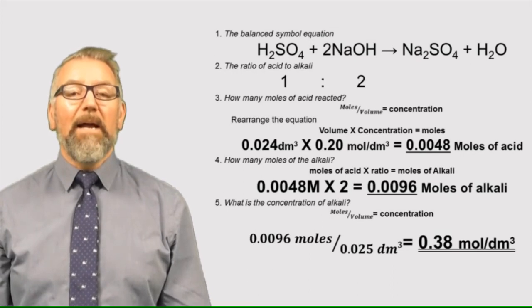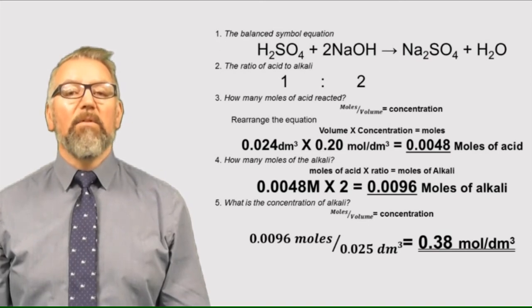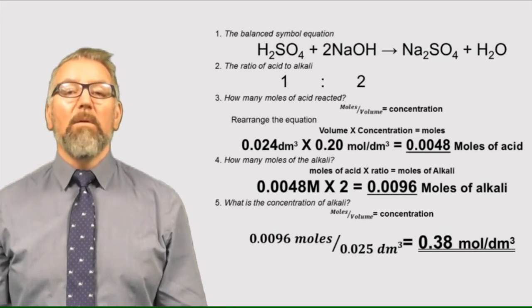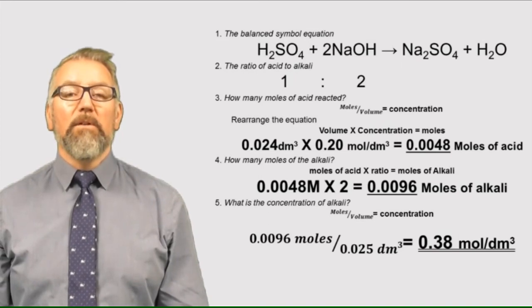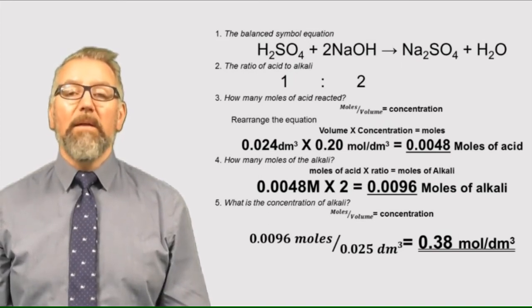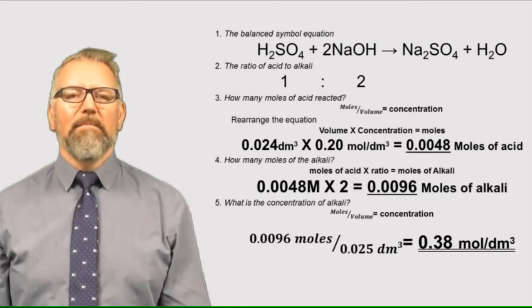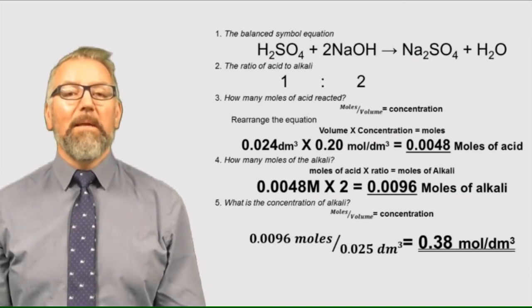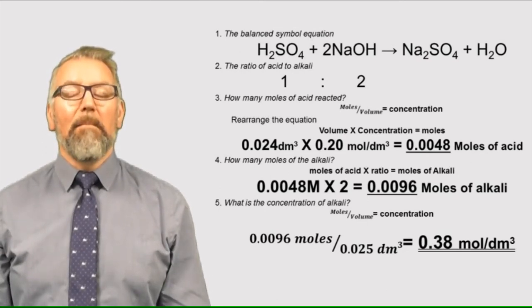Step 4, we now need to know how many moles of alkali reacted. We use the ratio to calculate the number of moles of alkali that was needed to neutralise the acid. In this case, 1 mole of acid was neutralised by 2 moles of our alkali. So, we take our moles of acid and multiply it by 2. This is going to give us our moles of alkali. Step 5. What is the concentration of the alkali? This is the question that will be in the exam. We now revisit the concentration calculation. Moles divided by volume is equal to concentration.